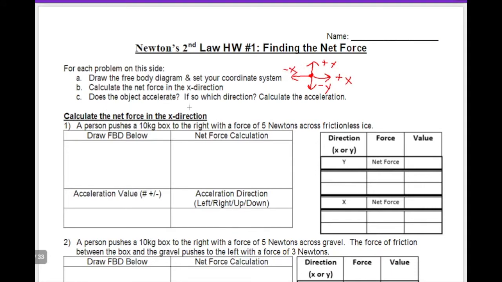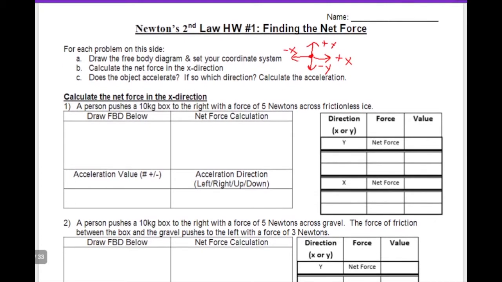Calculate the net force in that x direction. Does the object accelerate? If so, which direction? Calculate the acceleration. All right, so we got a lot of stuff going on. Let's start with the first one. A person pushes a 10 kilogram box to the right with a force of 5 newtons across frictionless ice.